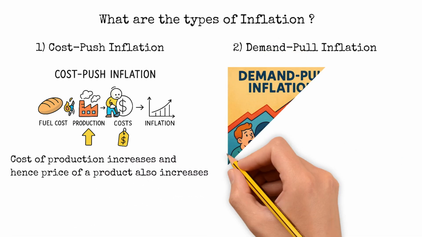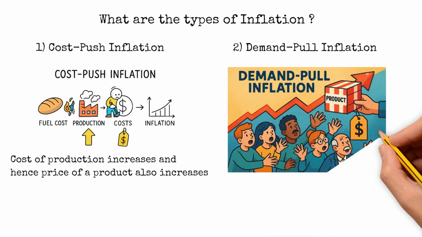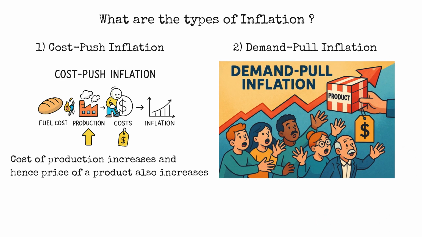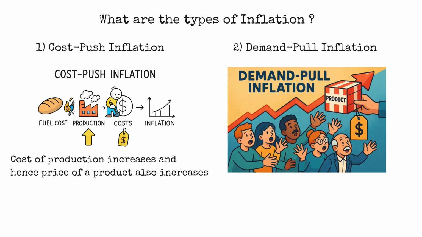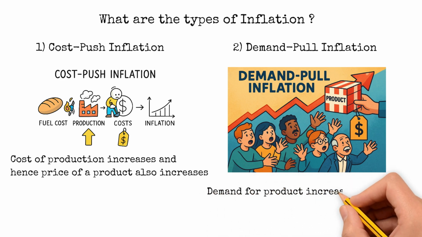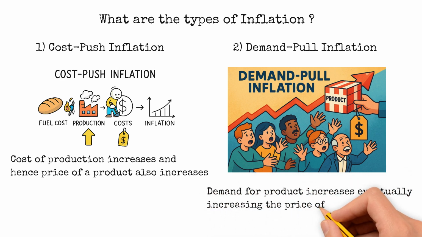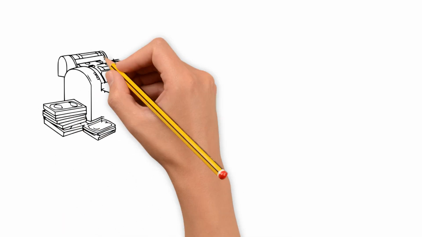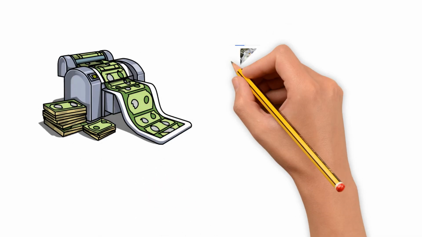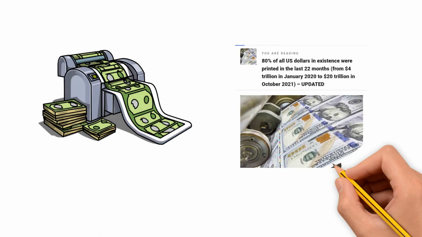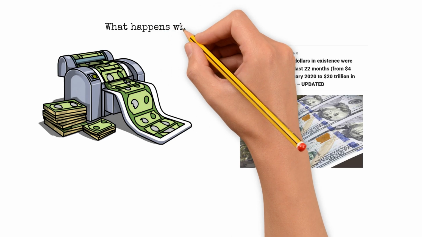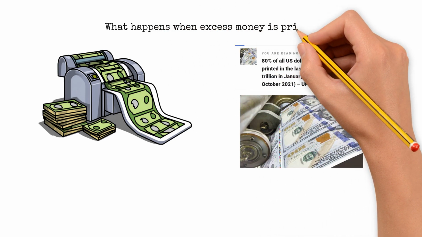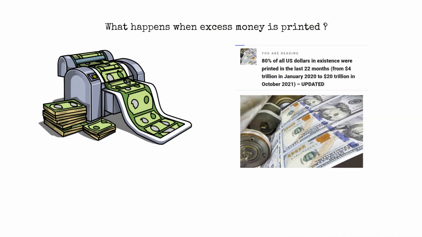And the second is demand pull inflation. When taxes are lower and interest rates are also lower, people will start buying more. So there is an increase in demand but the supply is constant. So this is nothing but demand pull inflation. There is one more reason why inflation occurs. This is due to printing of excess money. So we will see what actually happens when the government prints extra money and why it leads to inflation.